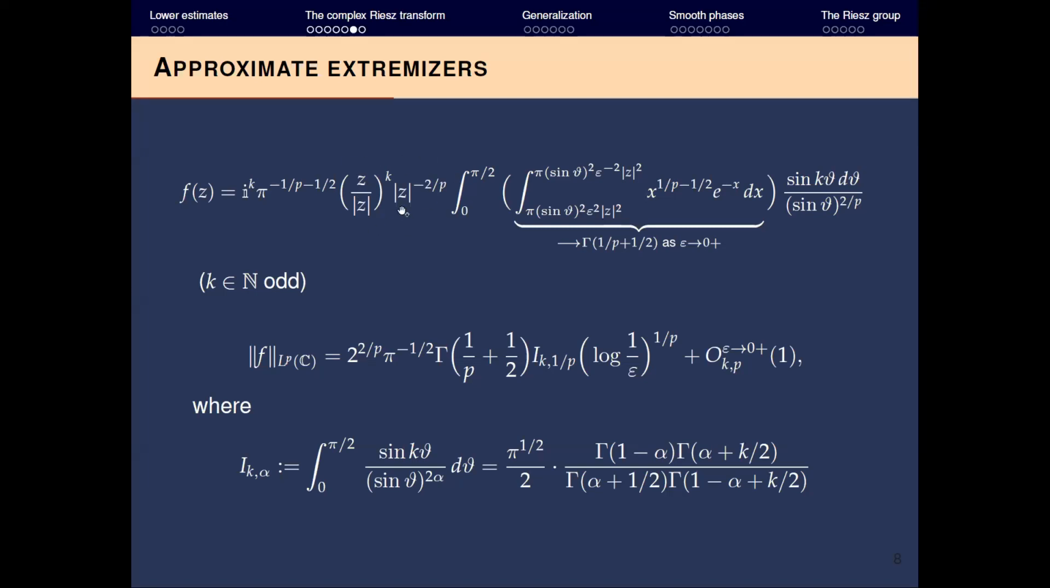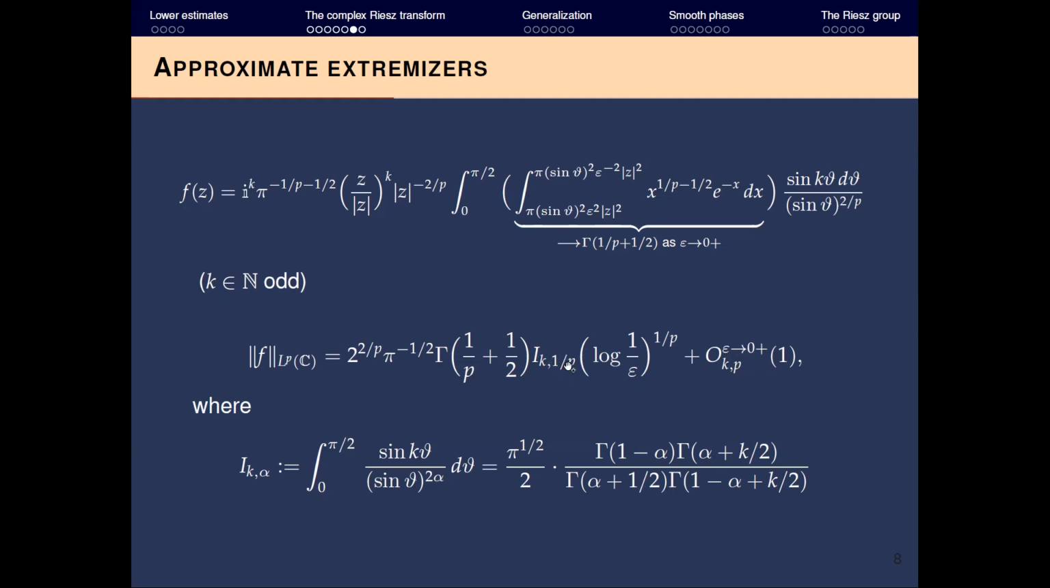But you need to be more quantitative. You need to estimate the error in terms of epsilon. So it turns out that you can do it. You can estimate the LP norm of this function as there is some main term and there is an error which is bounded, which stays bounded as epsilon goes to 0.